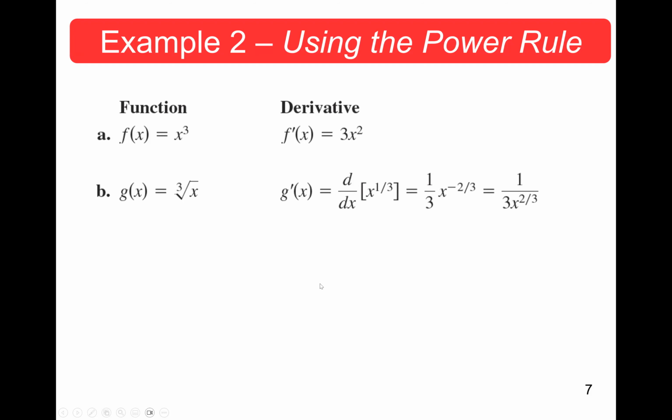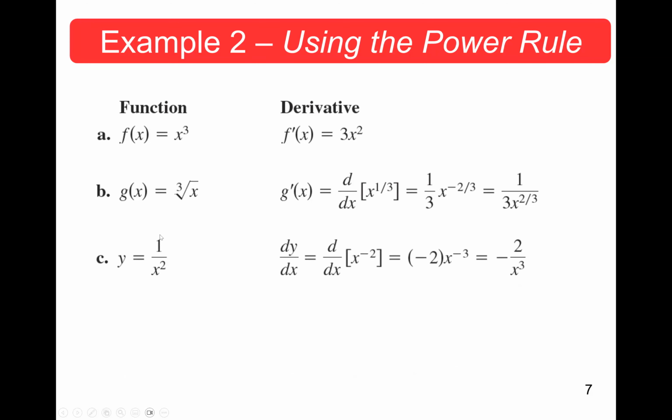Again, the power rule says if we have x to the power n, the derivative will be n times x to the power n minus 1. So here we have x to the power 1/3. So it will be 1/3 times x to the power 1/3 minus 1, which will give us minus 2/3.